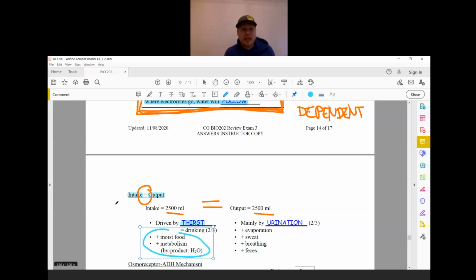Well, how do we get rid of the water? The main route of exit for water is through urination. Again, about 2/3 of all the water lost. In addition to evaporation, sweat, and breathing are the ways how water leaves the body. Small amount through feces as well.